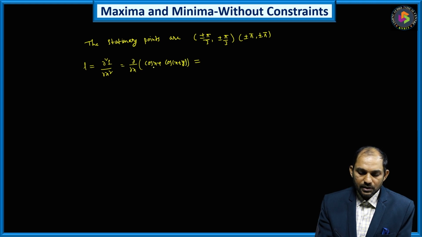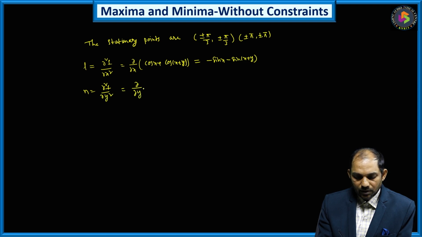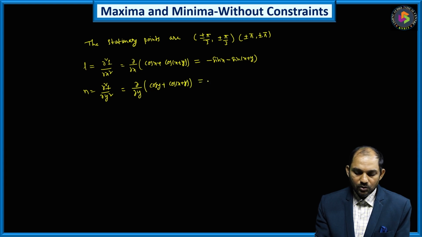With respect to x, when differentiating, the derivative of cos x is minus sin x, and the derivative of cos of x plus y is minus sin of x plus y. And n, by definition, is given by ∂²f/∂y². It is equal to ∂/∂y of ∂f/∂y, which is cos y plus cos of x plus y. And we have to compute the partial derivative of this with respect to y.